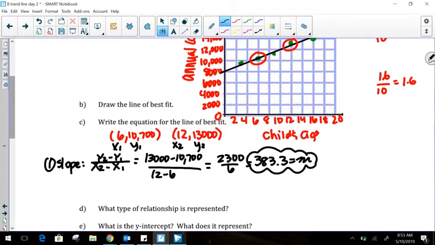Okay, so let's remind ourselves. All right, what's our slope-intercept equation form? Hopefully you're thinking, oh, it's y equals mx plus b. So I found my m. Now I need to find my b. To find my b, I pick one point. So I'm just going to pick this point here. I'm going to plug it, first one in for x, the second one in for y.